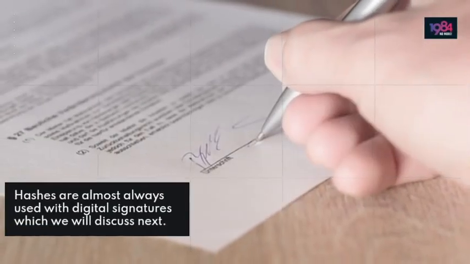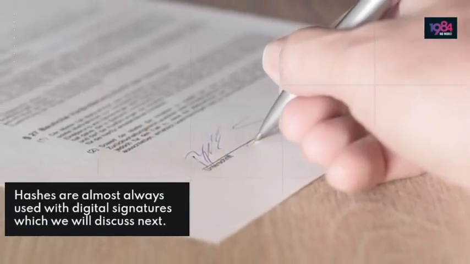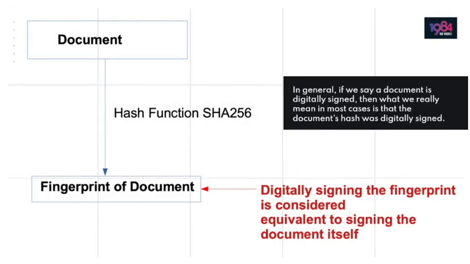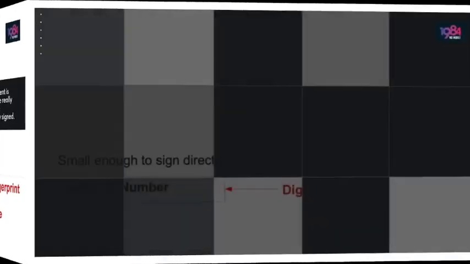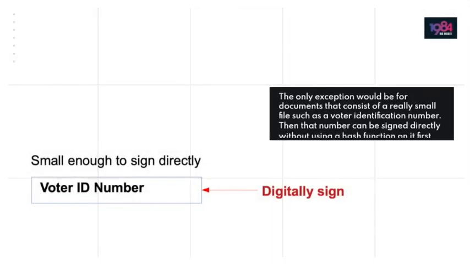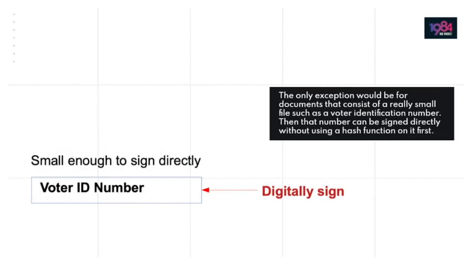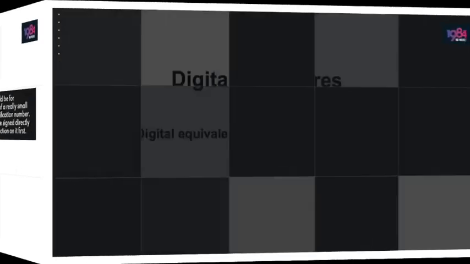Hashes are almost always used with digital signatures, which we will discuss next. In general, if we say a document is digitally signed, then what we really mean in most cases is that the document's hash was digitally signed. The only exception would be for documents that consist of a really small file such as a voter identification number. Then that number can be signed directly without using a hash function on it first.